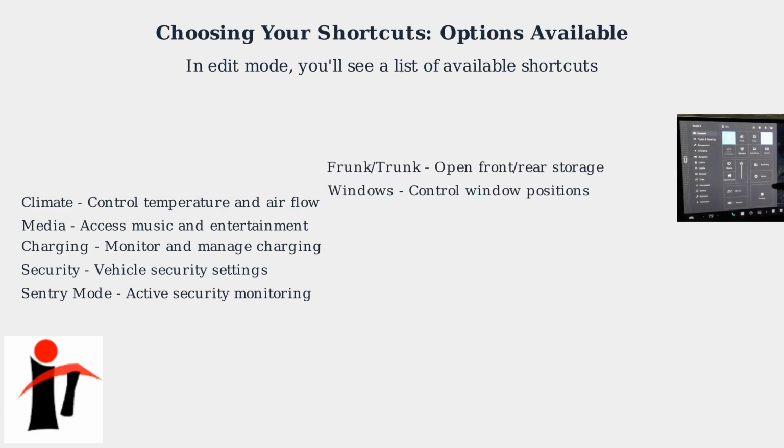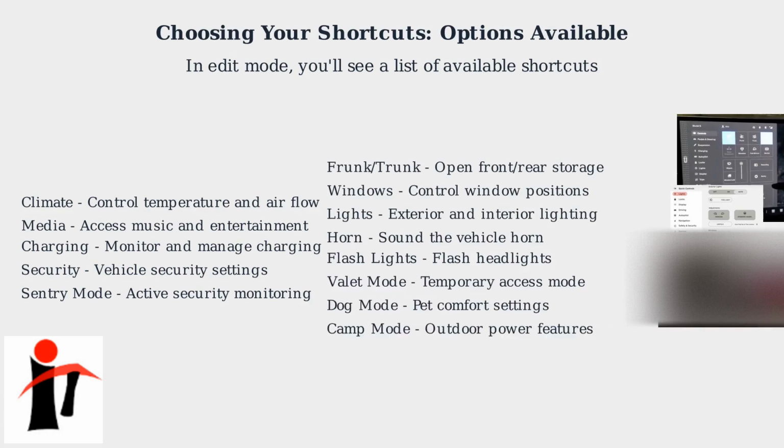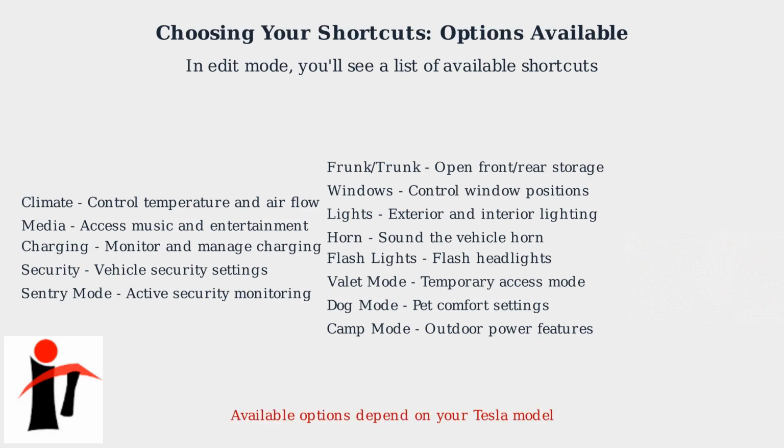Additional shortcuts are front trunk for opening front or rear storage, windows for controlling window positions, lights for exterior and interior lighting, horn for sounding the vehicle horn, flashlights for flashing headlights, valet mode for temporary access, dog mode for pet comfort settings, and camp mode for outdoor power features. The exact options available depend on your specific Tesla model and software version.